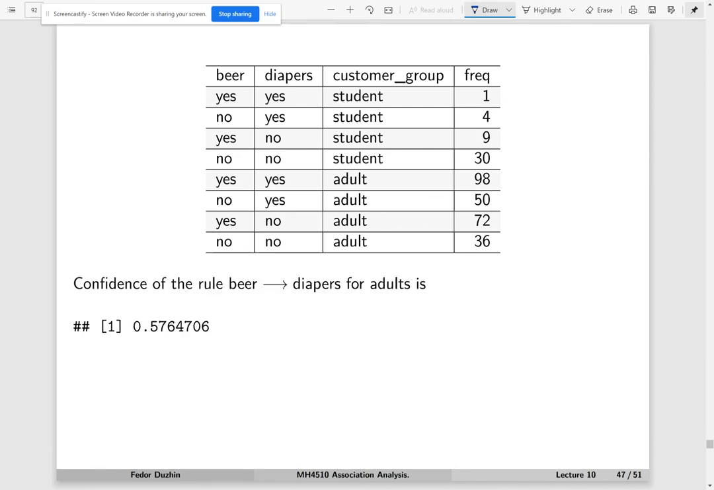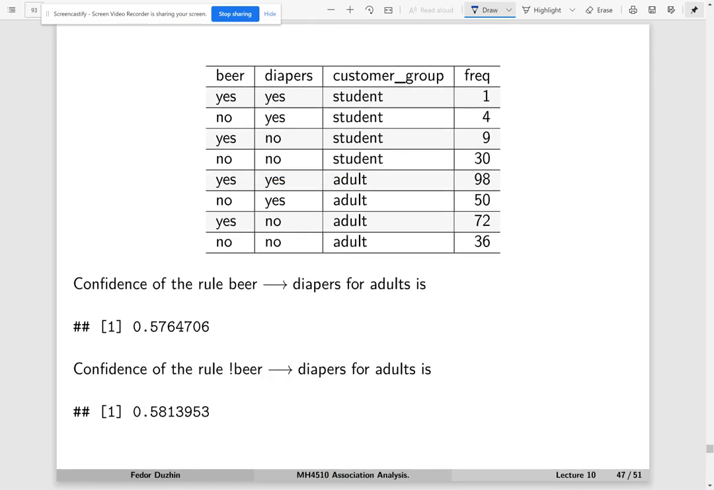Now let us look at adults. The confidence of the rule beer implies diapers for adults. How many adults are there who buy beer and diapers together? 98. So 98 divided by 98 plus the number of adult customers who buy beer but no diapers, 72. And it is this number.